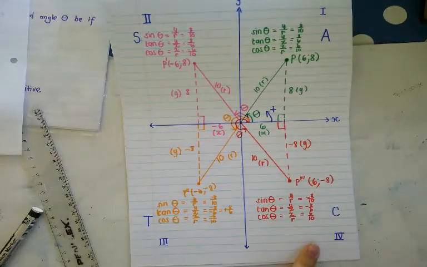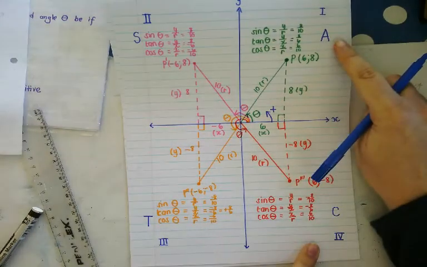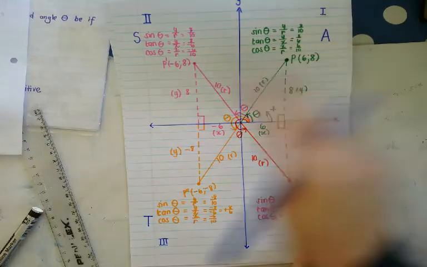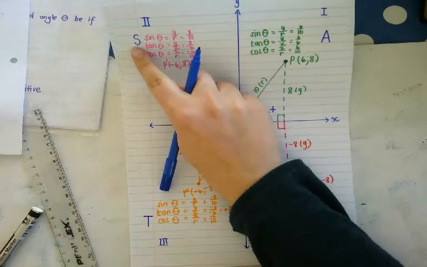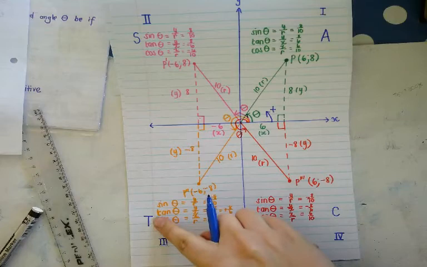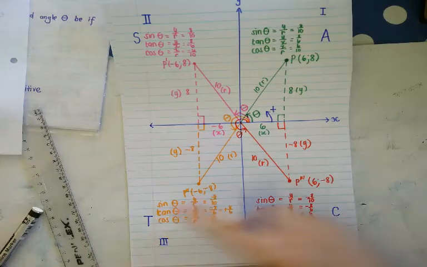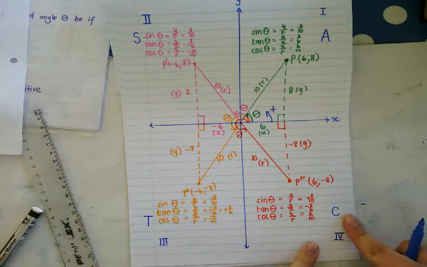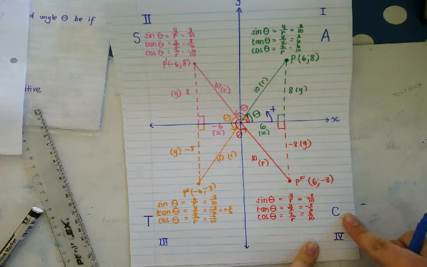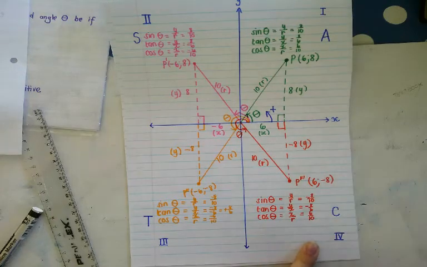C-A-S-T. All functions positive. Sine only positive. Tan only positive. And cos only positive. So the CAST diagram refers to which function is positive in which quadrant.